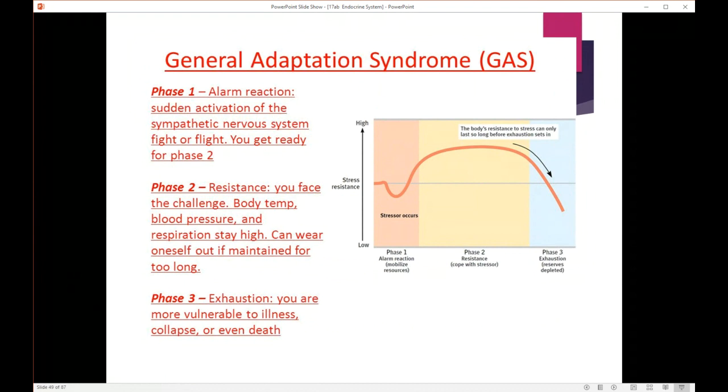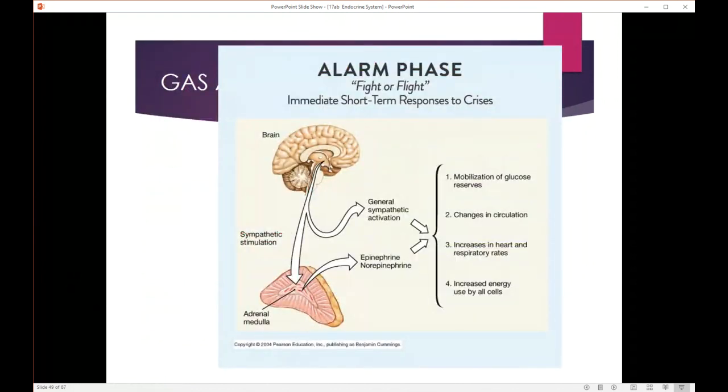Phase two is called resistance. So we face that challenge. Our body temperature, blood pressure, and respiration rate are going to stay really high, but we can actually start to wear ourselves out. And then phase three is exhaustion. This is when we are more vulnerable to illness, collapse, or even death. And it can get pretty severe, right?